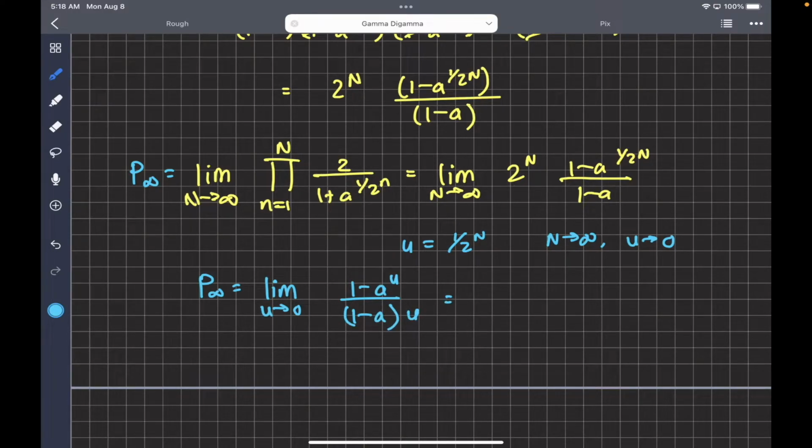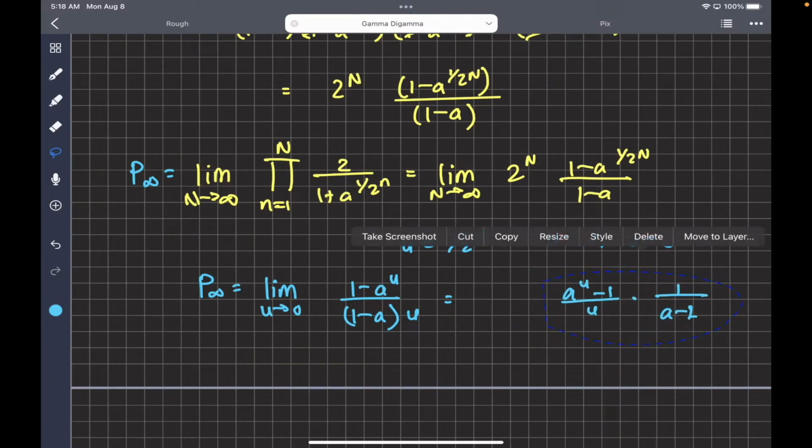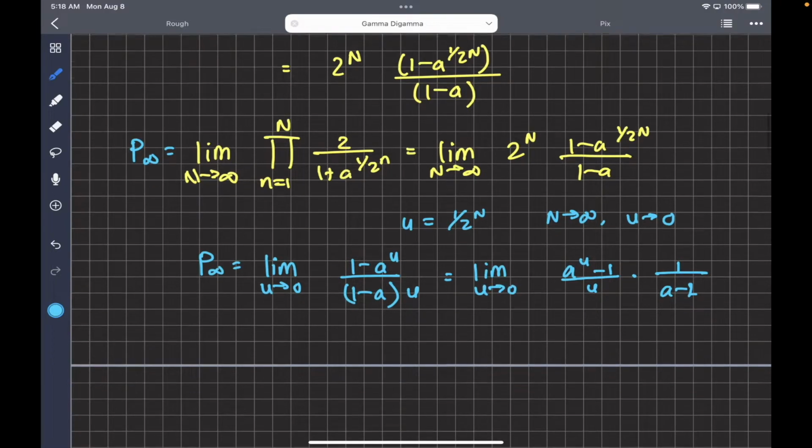We can sort of suck out a minus sign from the numerator and denominator, so compensate for that: a to the u minus 1 over u times 1 over a minus 1. I've just compensated with a minus sign in the numerator and the denominator. Limit as u goes to 0.